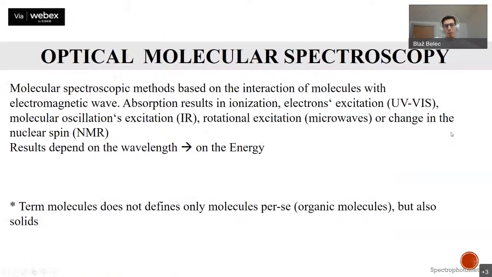So now we come to optical molecular spectroscopy. Here is a molecular spectroscopic method based on the interaction of molecules with electromagnetic waves. Here we have different methods: UV-Vis, IR and NMR. The result also depends on the wavelength, so on the energy, in which region we perform our analysis.